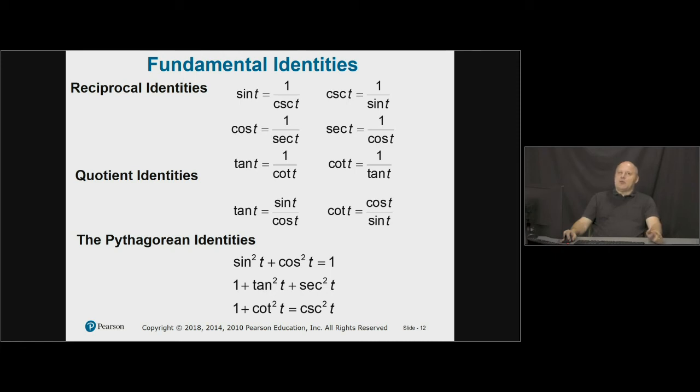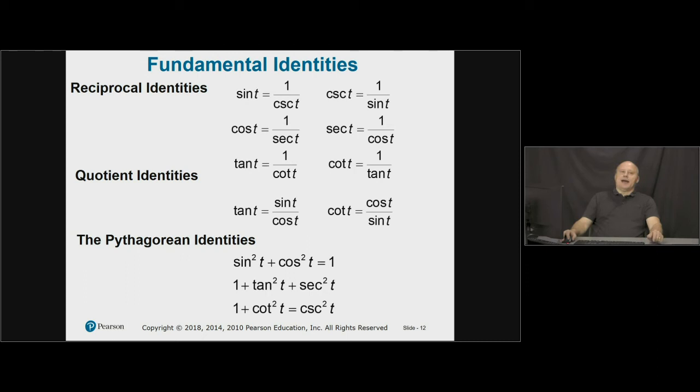But these are what we call identities. And an identity is basically something that is always true as long as they are defined. So in other words, if you have any angle and you have sine squared of pi over 3 plus cosine squared of pi over 3 and do the math, you'll get 1.